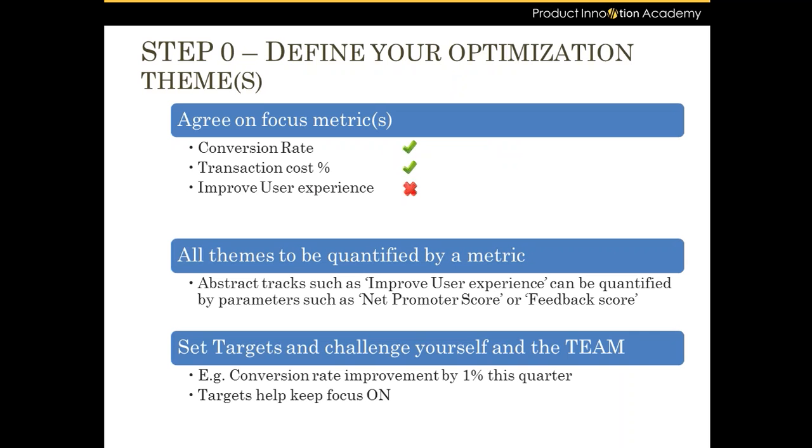So what you do is you go talk to your management, agree on an optimization theme, and this theme necessarily needs to be a metric driven one. I'll tell you the reason later. So you go to your management and say, I want to focus on improving conversion rate or reducing transaction cost, right?